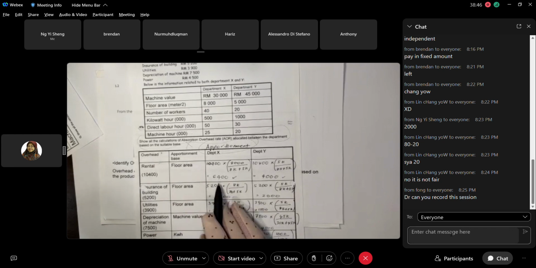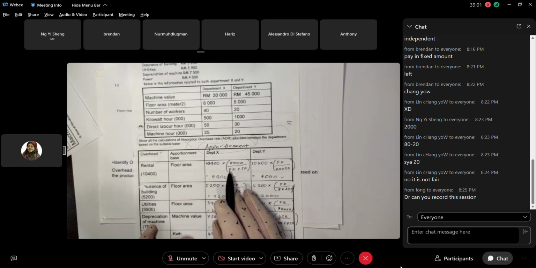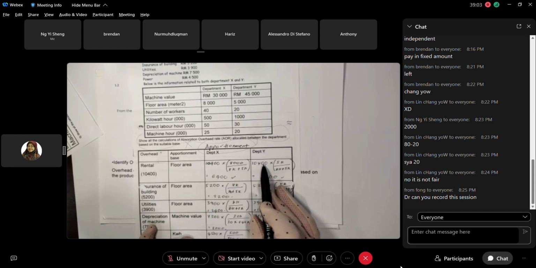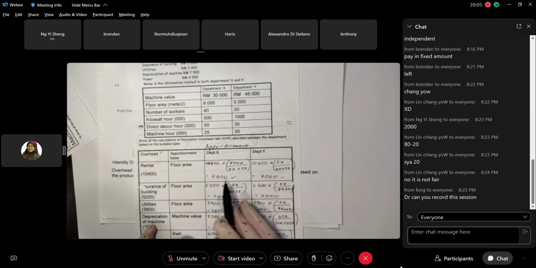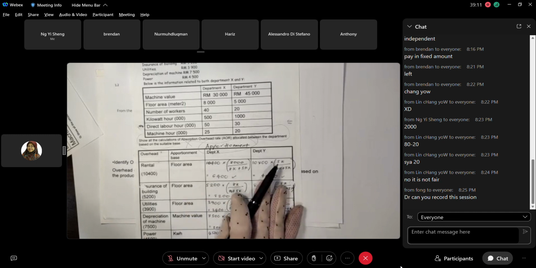Understand? There is nothing difficult here. 8,000 divided by 13,000, so you get the amount here. This one is the same, you get the amount. If you total these two, you get the numbers. This is about the apportionment.